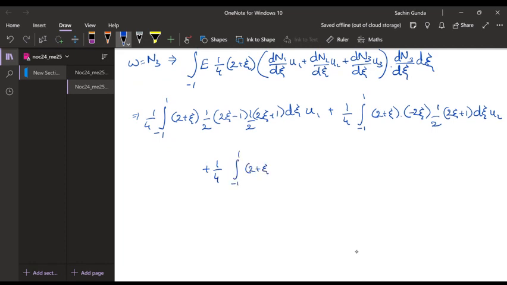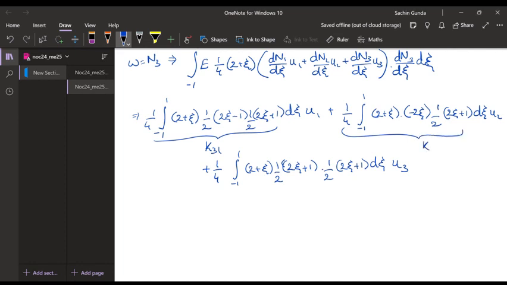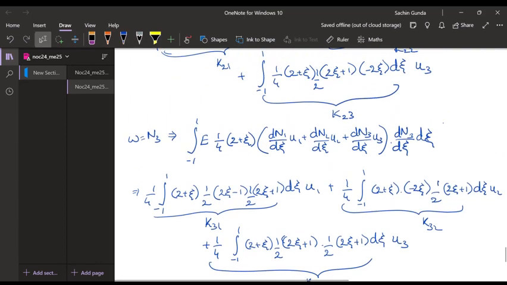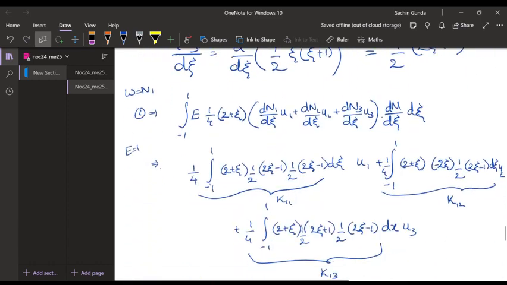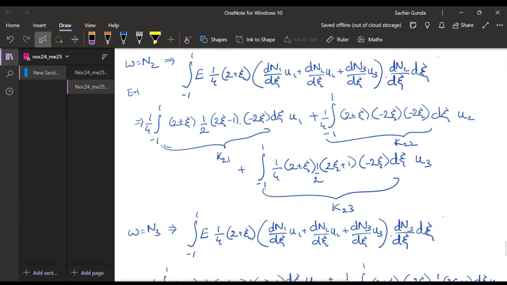minus 1 to 1, 2 plus psi, dn3 by d psi is 2 psi plus 1 times half psi plus 1. This will be k31, this will be k32, this will be k33. I'm not finding out the force terms, but they will be present, and I will substitute the forces on the right hand side.